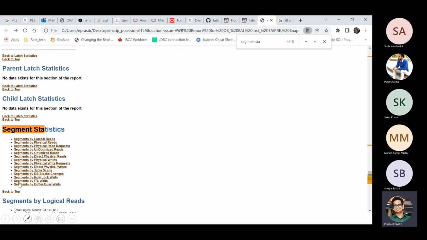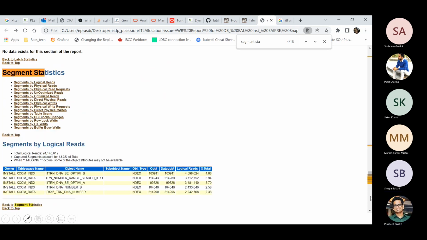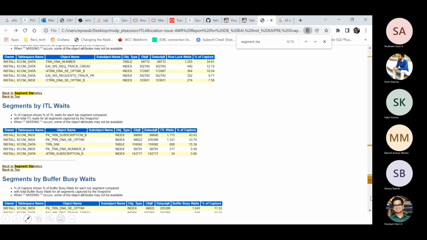Let's go to the segment by ITL waits. If you check this, most of the waits are actually happening on the indexes, though there are a few on tables as well. Index PK_TRN_SUBSCRIPTION_B is responsible for 43.42% of the total ITL waits, and the same is the case with PK_TRN_DNA_SE_OPTIMI, again an index. So in that scenario, I increased the initial transaction list, and soon after modifying that, the issue was completely gone. The system was totally okay.